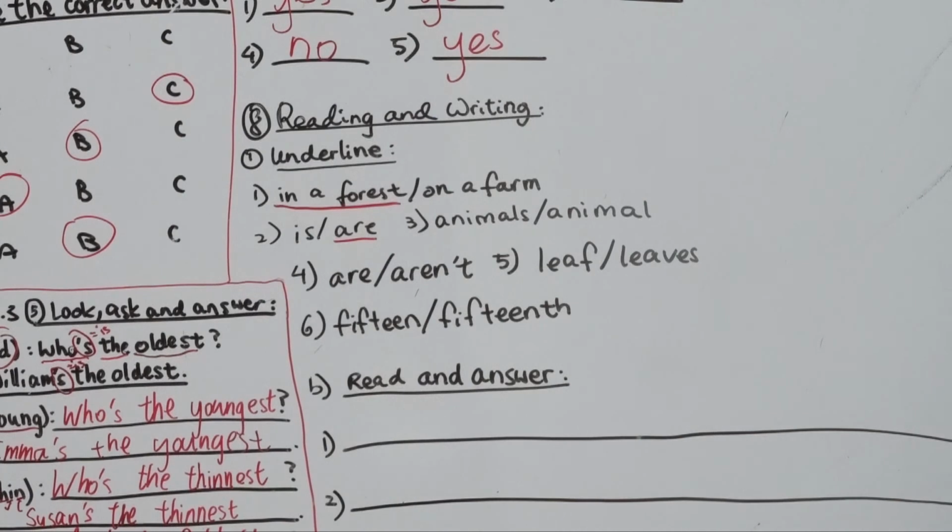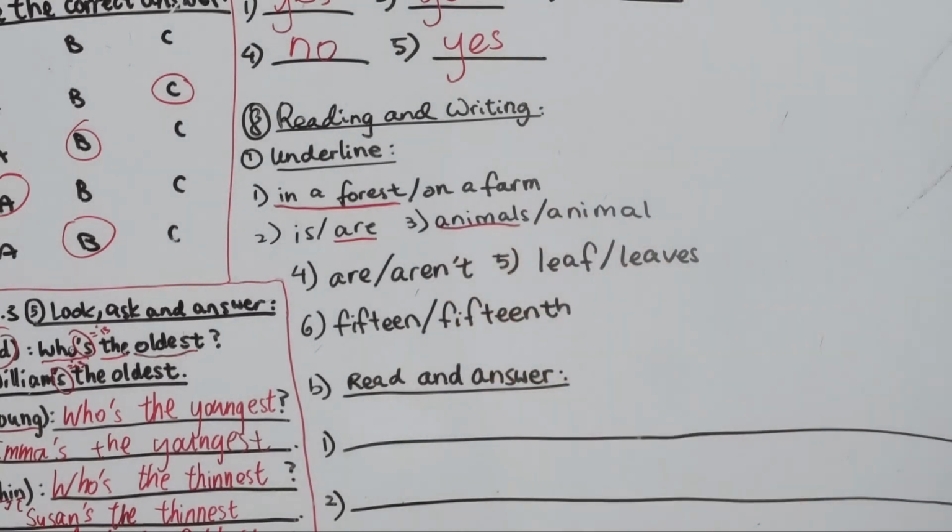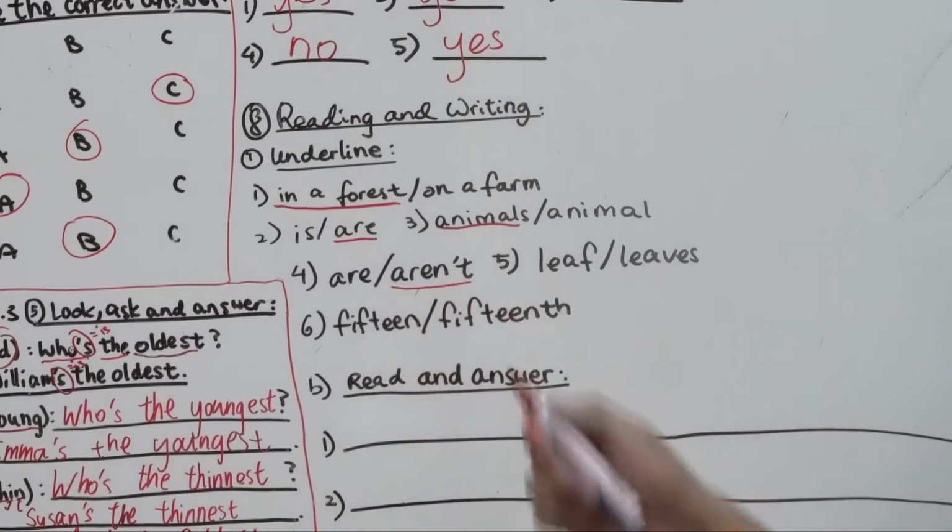Animals or animal? Crystal, what about you? They are very special animals or animal? Animals, because they, right? More than one. Alright, they are special animals because there are many pandas in the world or there aren't many pandas in the world. Are or aren't? Aren't, right? Are not. There are not many pandas in the world.